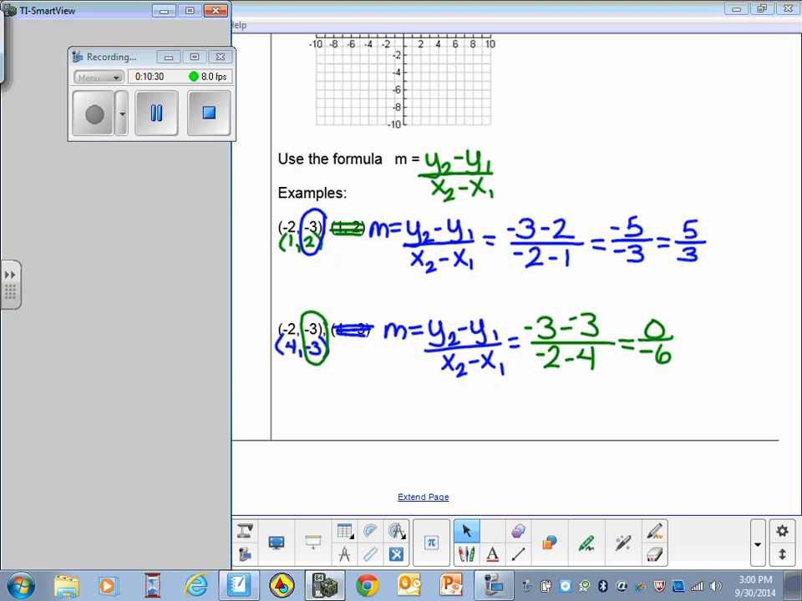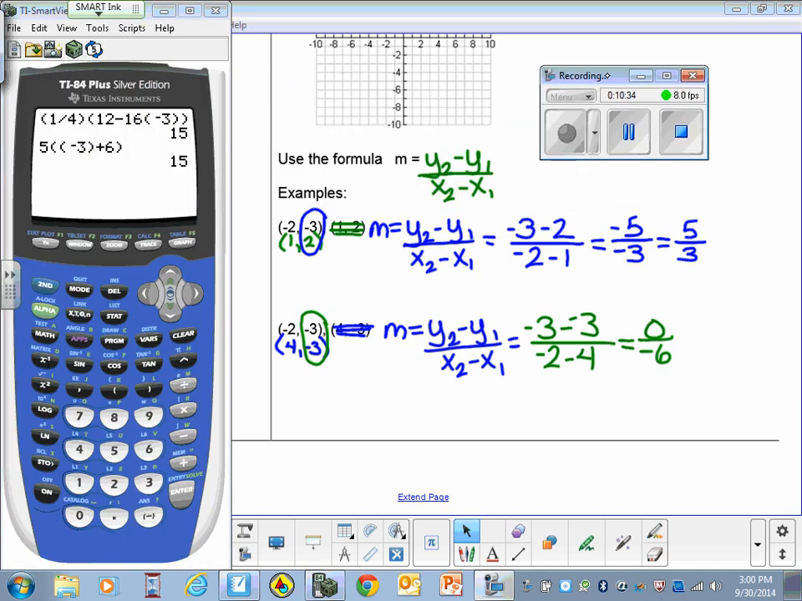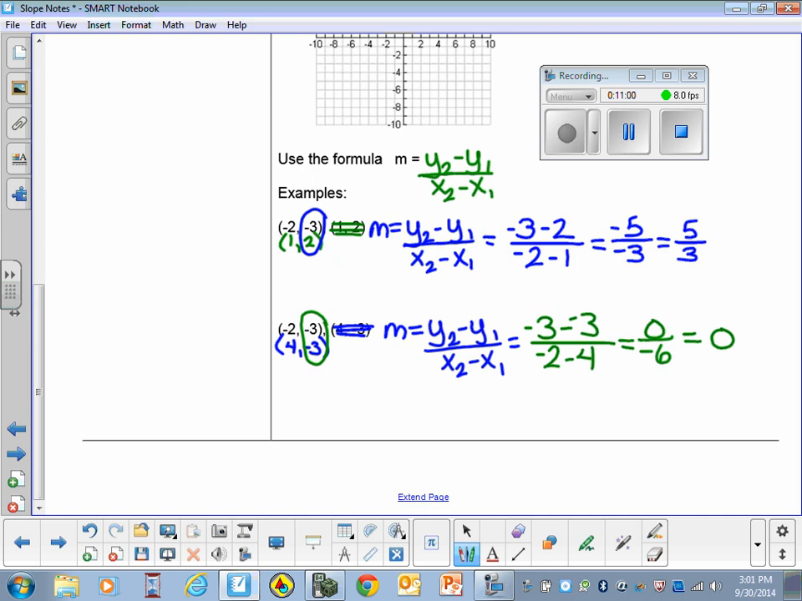Okay, 0 divided by -6. 0. Right? If you have no cupcakes and you want to split 0 cupcakes up among 6 people, how many cupcakes does each person get? None. 0 divided by any number is 0.